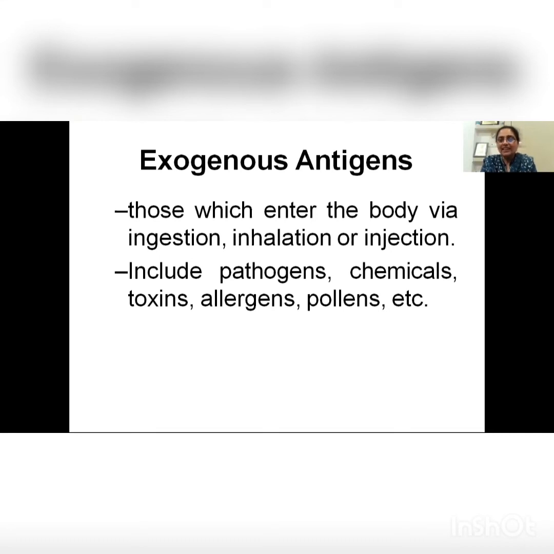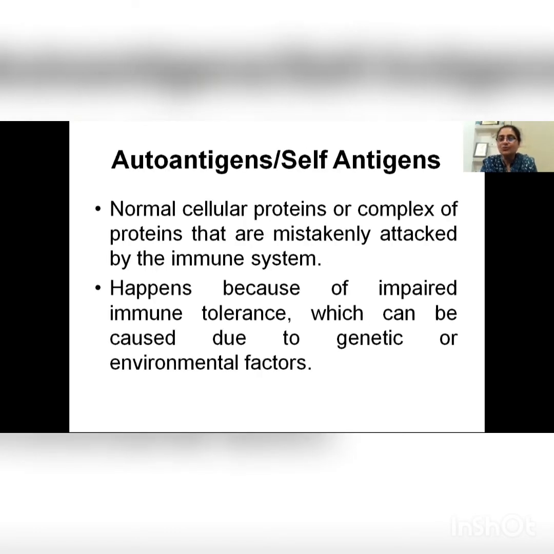Next, we can inhale antigens. Inhalation, I think, will be very clear to all of you. That is why we are all wearing masks these days. Third is injection. Injection can be because of used needles, and HIV is one example of this. There are other cases also, such as hepatitis B. These kinds of infections are caused by injectables. So this slide tells about pathogens, chemicals, toxins, allergens, and pollens. These are different kinds of antigens which can enter our body, which are exogenous antigens.